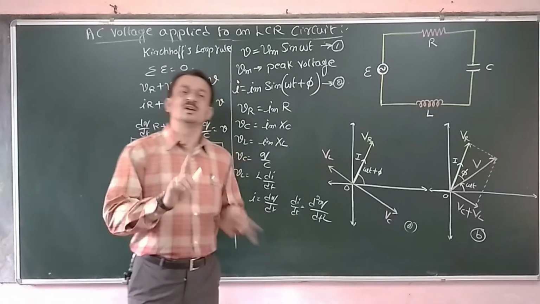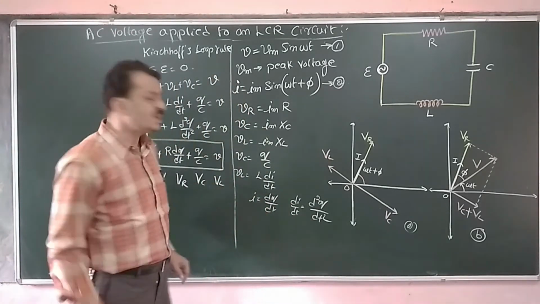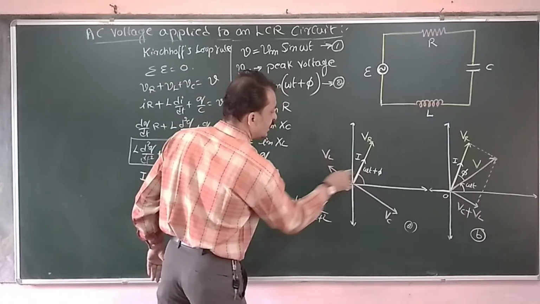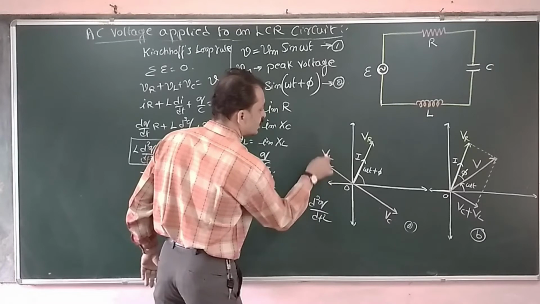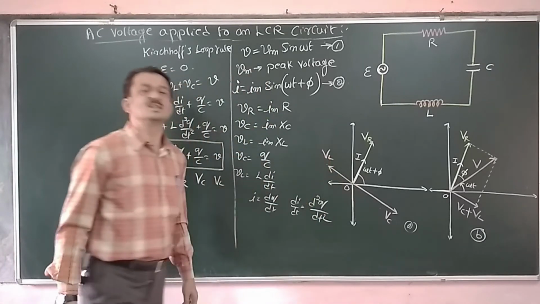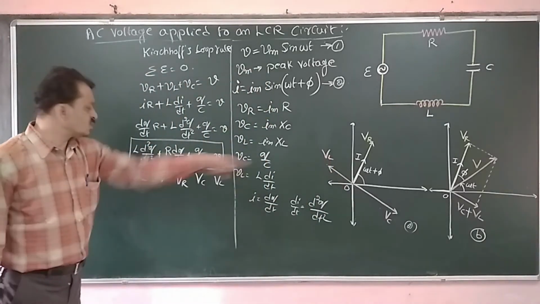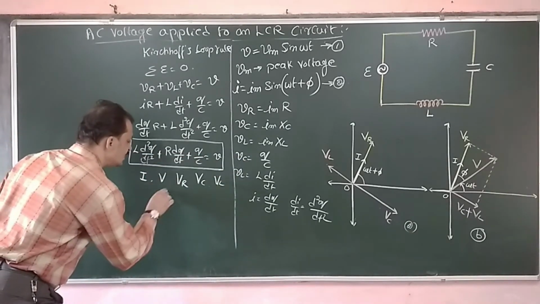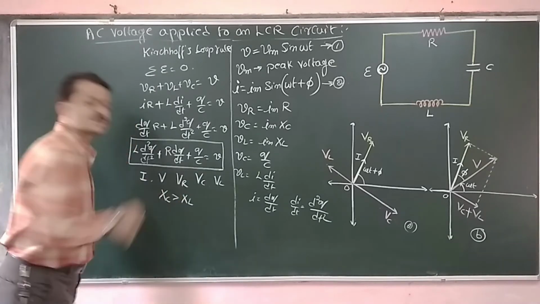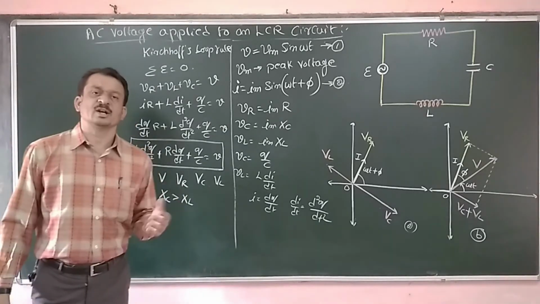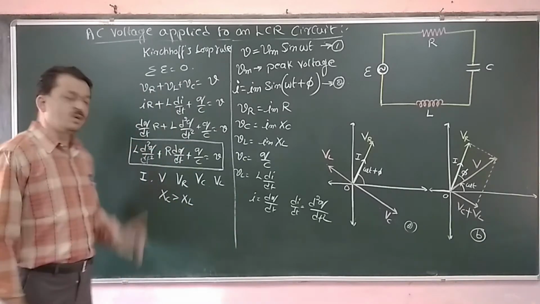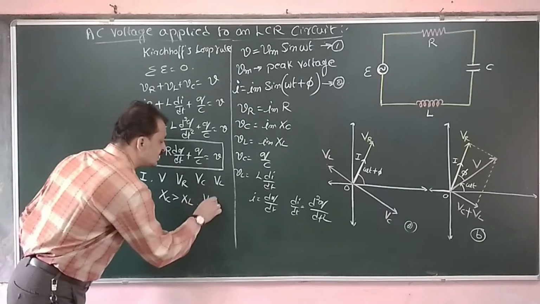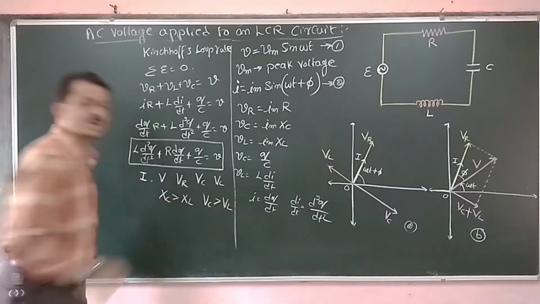In the case of an inductor, voltage is ahead, current is behind. Therefore, voltage is ahead of current by 90 degrees, we know that one. Therefore, we are representing VL across this diagram. And this diagram is written by considering XC greater than XL, that is, capacitive reactance is greater than inductive reactance. Obviously, from this, VC should be greater than VL.